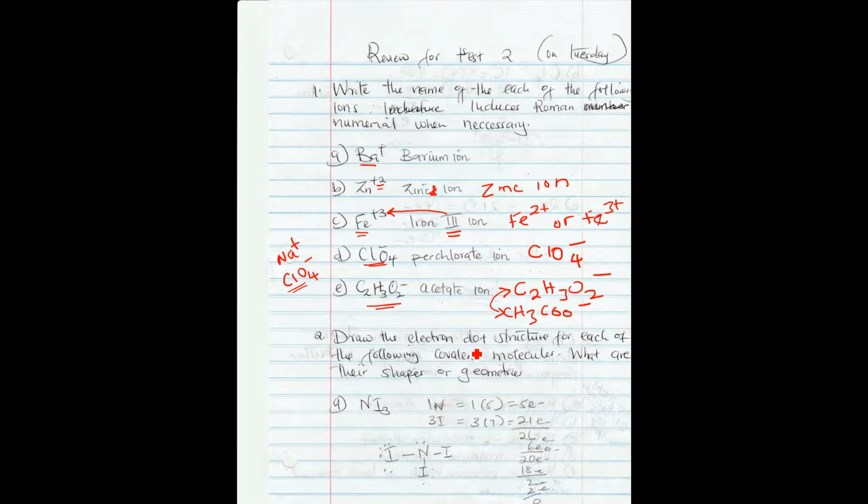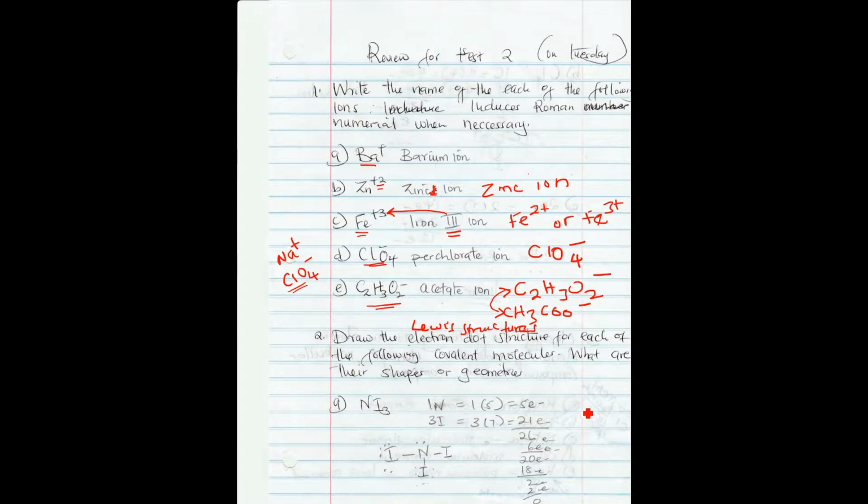Next, it's telling you to draw the dot structure of each of the following covalent molecules. What are their shapes and geometries? So dot structure means Lewis structures. The scientist that came up with this drawing is called Lewis.